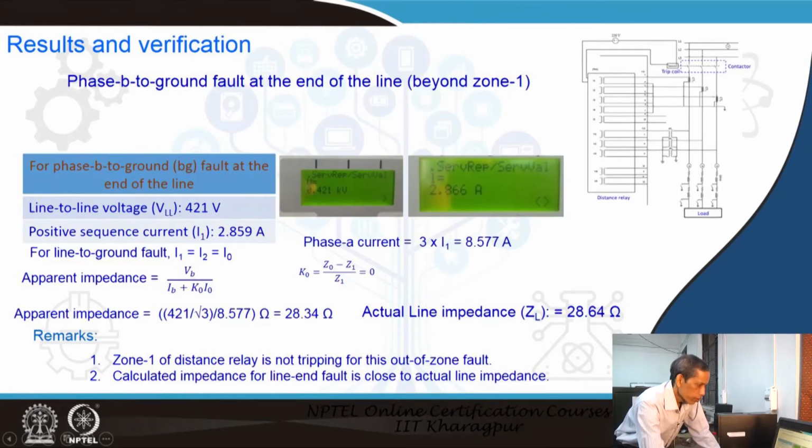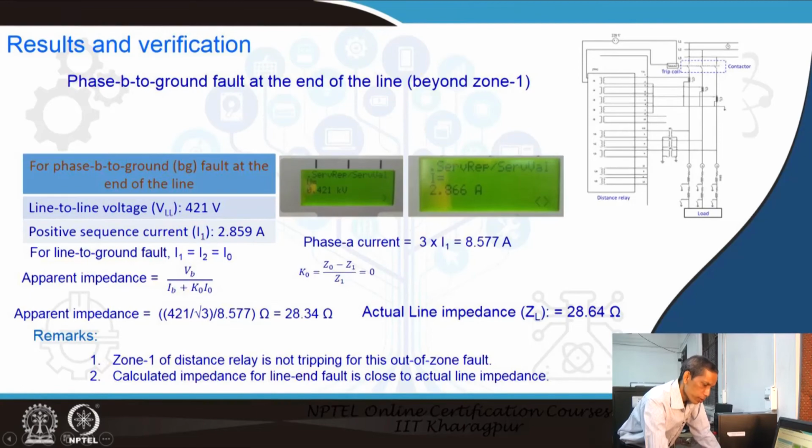So, this being a phase B to ground fault, a phase to ground fault only, I_1 equals I_2 equals I_0. Therefore, the corresponding I_B happens to be 3 times this I_1, and as already mentioned K_0 happens to be 0. So, the apparent impedance calculated by the relay using the corresponding voltage and current happens to be 28.34 ohm. The actual line impedance Z_L happens to be 28.64, and because the fault is created at the end of the line, the relay should be able to see 28.64.